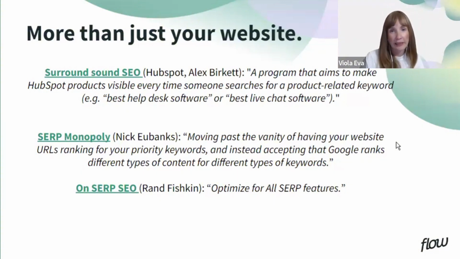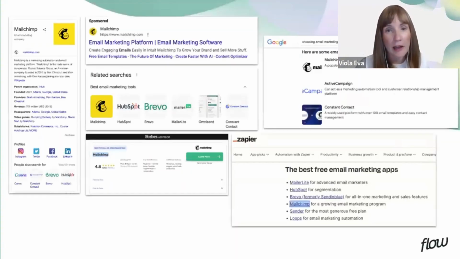So if we pop into the next slide is an example of MailChimp. So if you type email marketing software into Google, you can see an ad for MailChimp. If an AI overview appears, that's the screenshot on the top right.